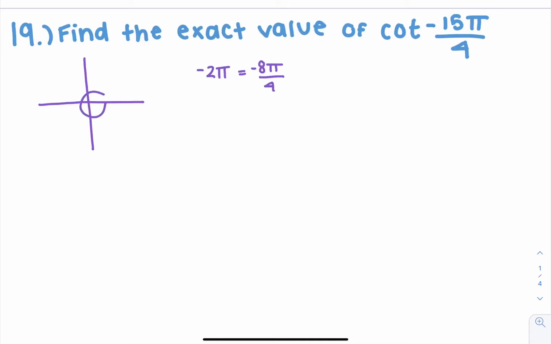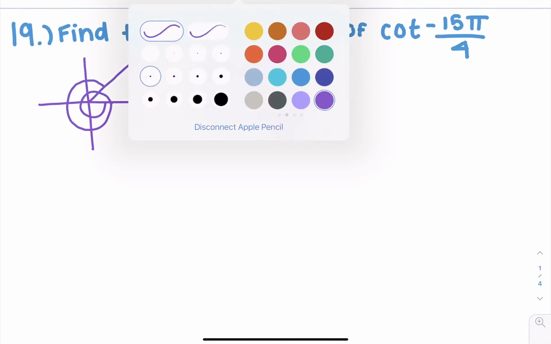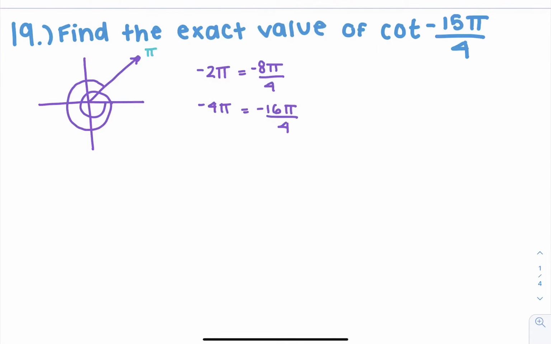So once around is not enough. If I try twice around, which is negative 4 pi, that's going to be negative 16 pi over 4. So negative 16 pi over 4 is too much by pi over 4, so we'll move it back pi over 4, in which case we get here. So this point is actually like our typical pi over 4 on the unit circle, which is the point square root of 2 over 2, square root of 2 over 2.